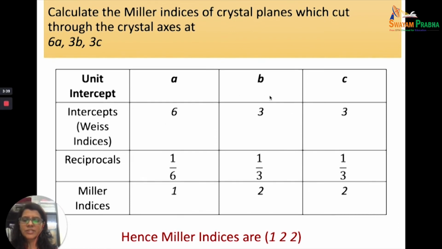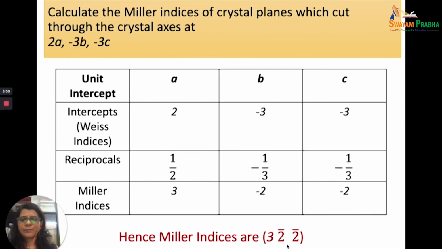6a, 3b, 3c. You write down the numbers for the intercepts, that is the Weiss indices. You take a reciprocal: 1 by 6, 1 by 3, 1 by 3. You make them into clear numbers. So you get 1, 2, 2, and you get Miller indices as 1, 2, 2. Now look at this example.